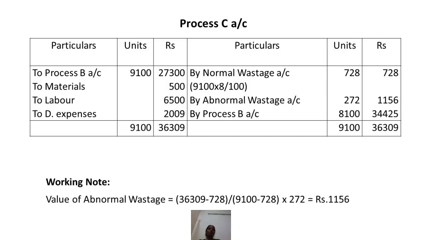Then in process C, how many goods are transferred as finished stock? 8,100. We have to find the amount. Then when you add up the total, 36,309 applies to both sides. And we have to find out the abnormal wastage. Abnormal wastage is 36,309 minus normal wastage amount, that is 728, divided by 9,100 minus 728 into 272. We get 1,156. We have to write that in the abnormal wastage, and the rest goes to process C account.